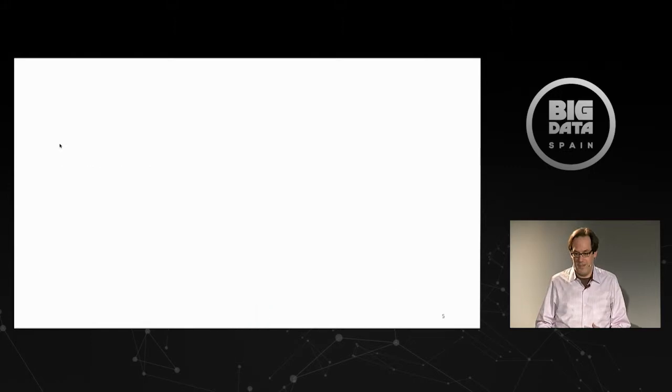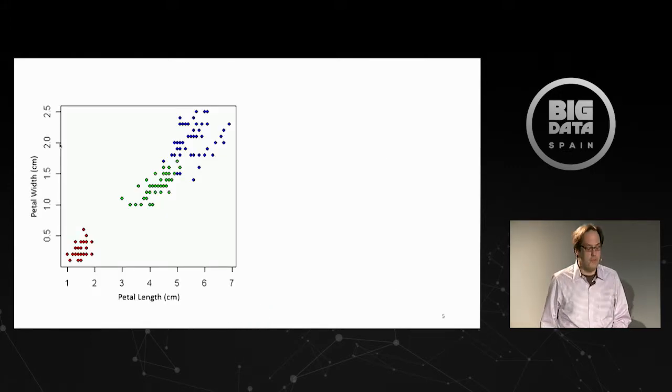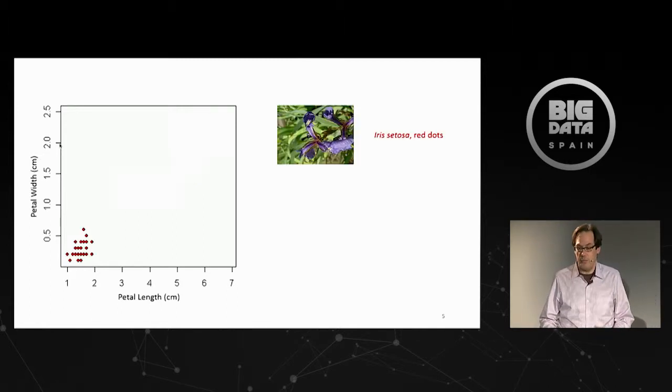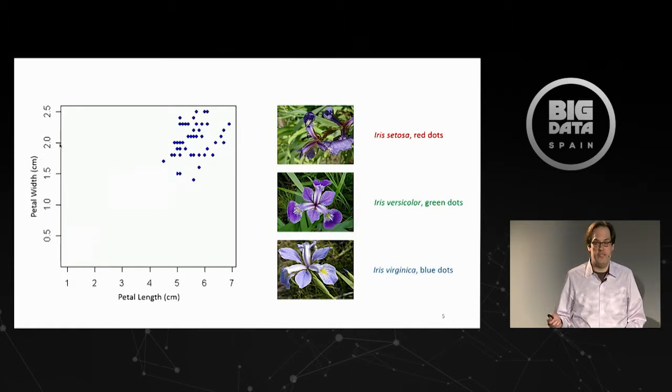This is what the measurements look like. You can see we've got petal length on the horizontal axis. We've got petal width here on the vertical axis. And the red dots represent one species. This is another species. This is another species.